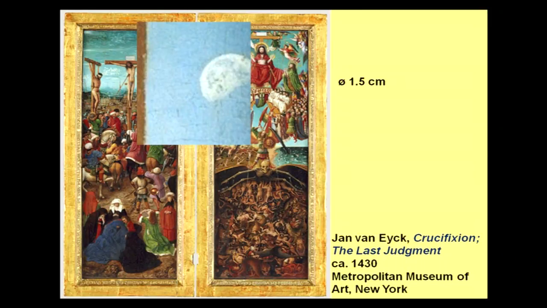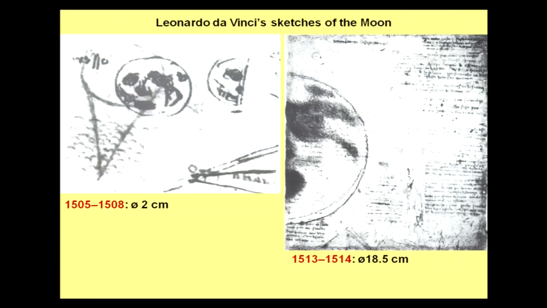A worthy successor of Van Eyck in lunar studies was Leonardo da Vinci. The journals of Leonardo contain well-preserved drawings of the lunar disk, originating from 1505 to 1508 and 1513 to 1514, with the dark spots portrayed fairly accurately. Also preserved are Leonardo's notes, in which he mentions that careful observations of the dark spots on the moon reveal that the spots undergo changes.